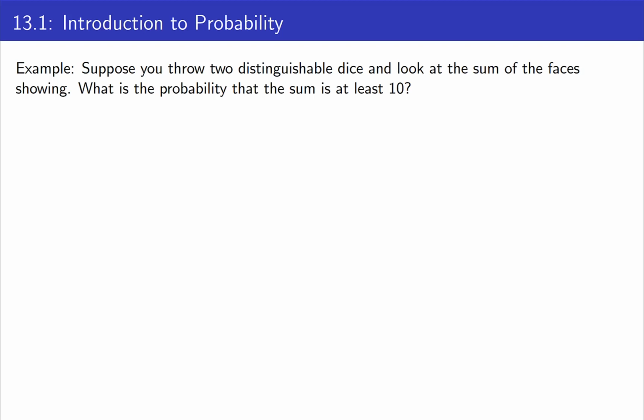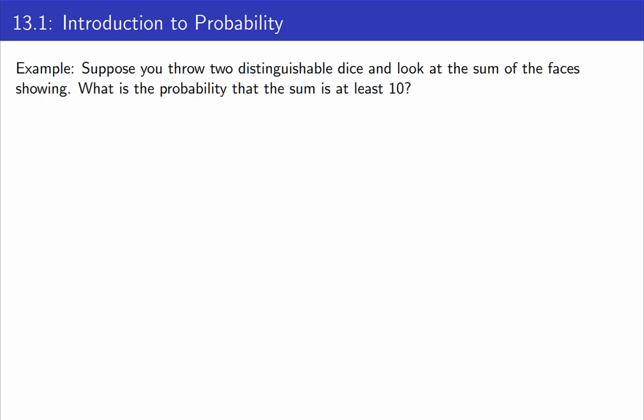In this lesson, we're going to look at an introduction to probability. Let's start with a simple example. Suppose you throw two distinguishable dice. Remember when I said distinguishable in a previous lesson, I mean that you can tell the dice apart. Suppose they're different color dice or something like that. And look at the sum of the faces showing. What is the probability that the sum is at least 10?